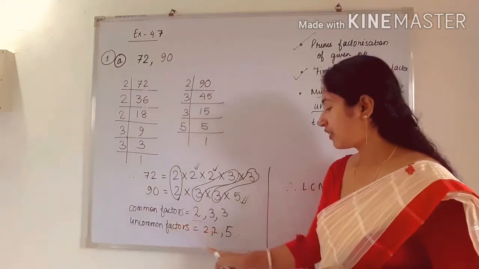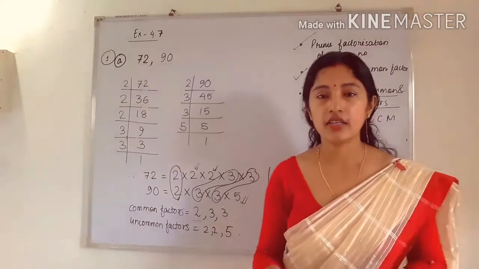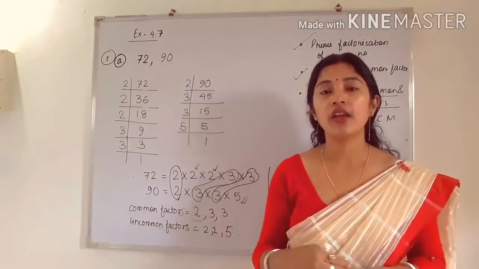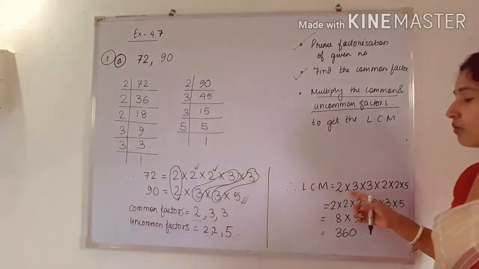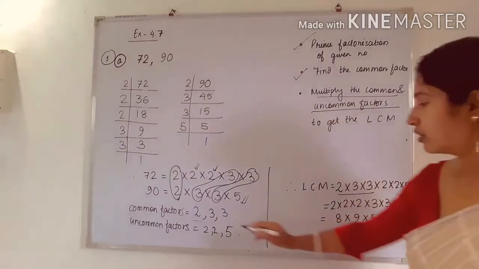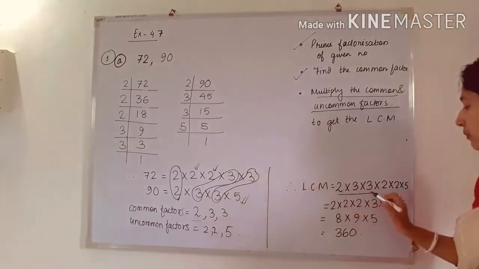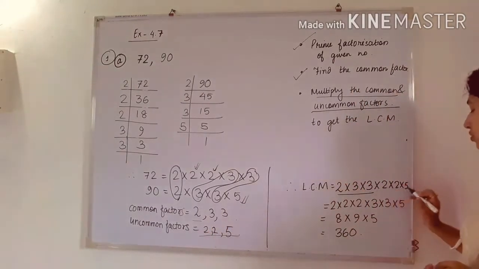Okay, so the uncommon factors are 2, 2, 5. Now the final step is to multiply the common and uncommon factors. By multiplying the common and uncommon factors, we will get the LCM. See, these are the common factors, 2, 3, 3. So you have to multiply them again with the uncommon factors, so into 2 into 2 into 5.